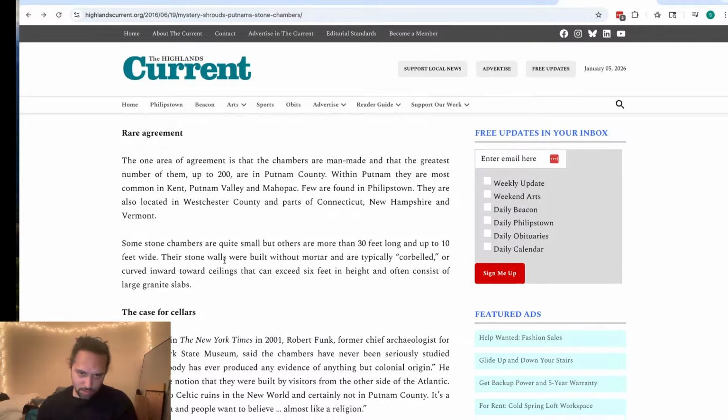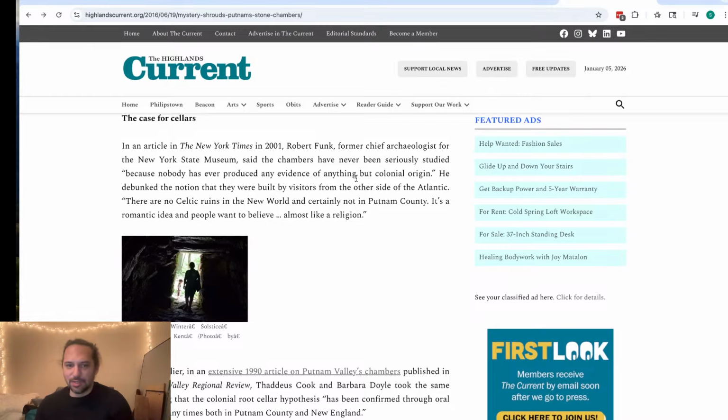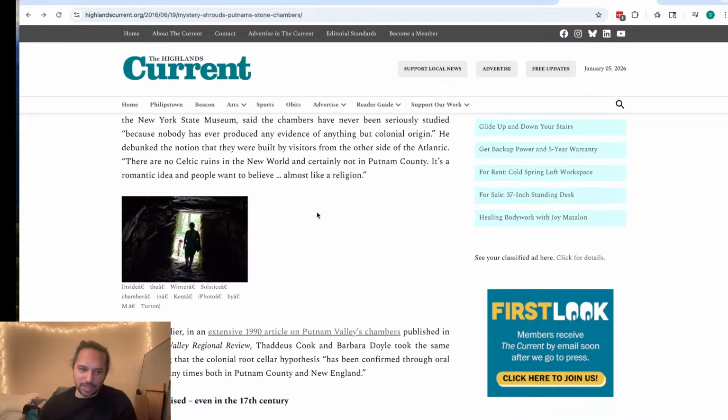In an article in the New York Times in 2001, Robert Funk, former chief archaeologist for the New York State Museum, said the chambers have never been seriously studied because nobody has ever produced any evidence of anything but colonial origin. He debunked the notion that they were built by visitors from the other side of the Atlantic. There are no Celtic ruins in the New World, and certainly not in Putnam County. It's a romantic idea, and people want to believe, almost like a religion.